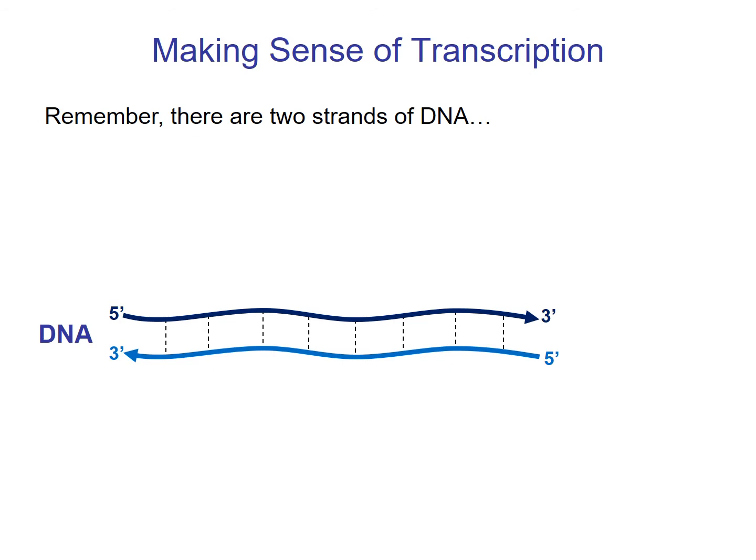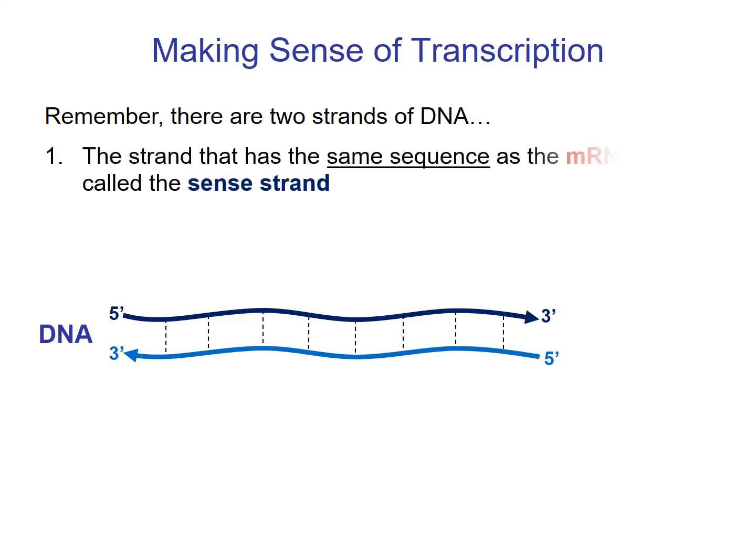Okay, so let's talk about this DNA. There's actually 2 strands of DNA. So we have to actually start to distinguish the difference between these 2 strands of DNA. First strand to talk about is the sense strand. So what is the sense strand? The sense strand is that strand that looks like the messenger RNA in sequence. So it has basically the same sequence.